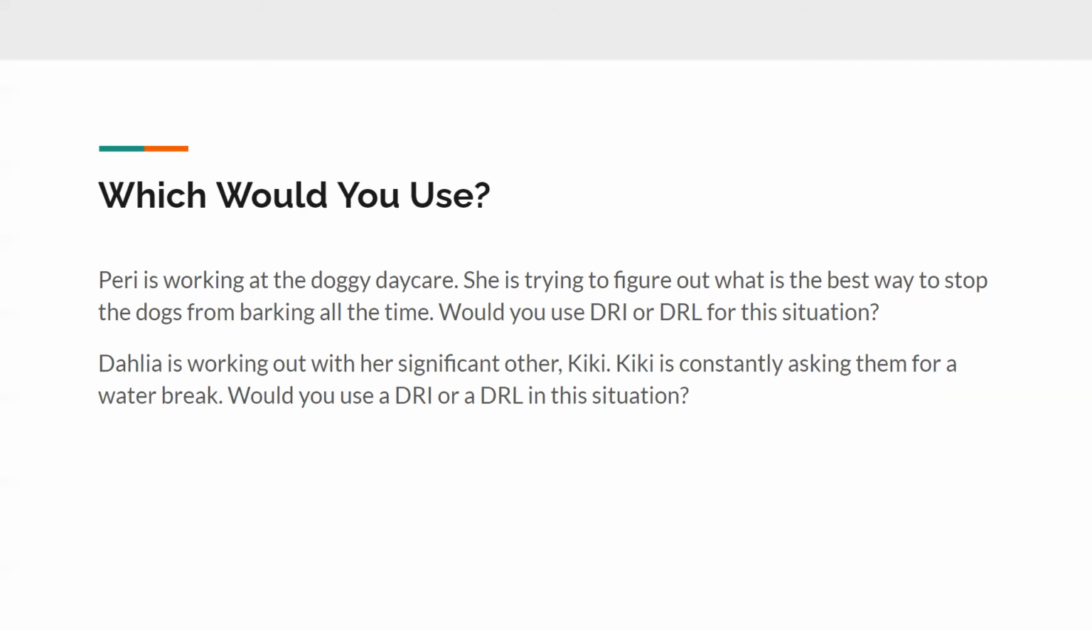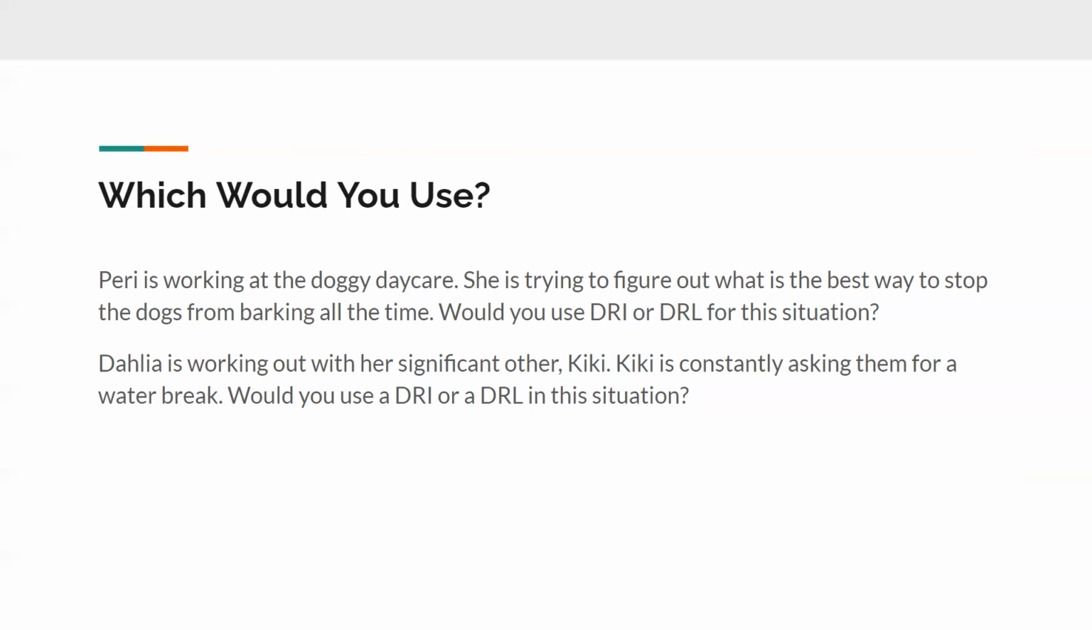Personally, I would think that DRI would be the best way for dogs, because you can't really tell dogs like they have to bark a certain time, or they can only bark a certain amount of time in the daycare time. So DRI would be best because you can find another activity or behavior that the dogs can engage in rather than barking.